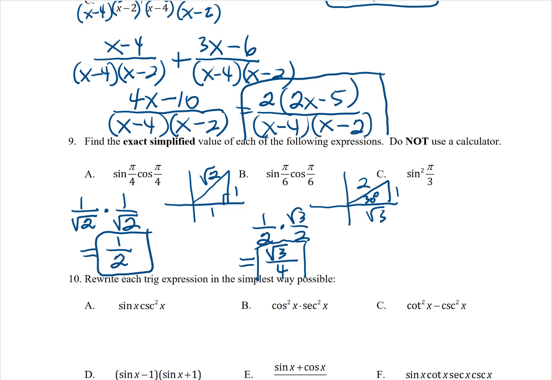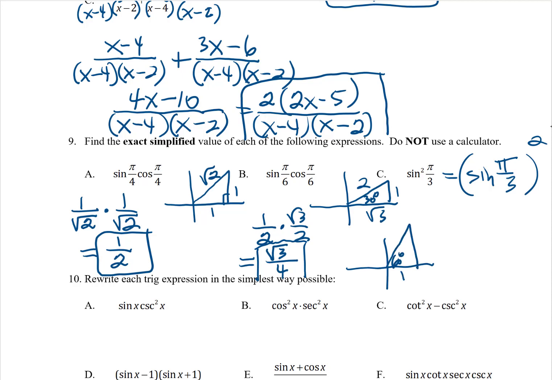And then lastly, sine squared pi over 3. All that means is find sine of pi over 3 and then square it. So I guess a quick picture would be fine here. Pi over 3 is 60 degrees.